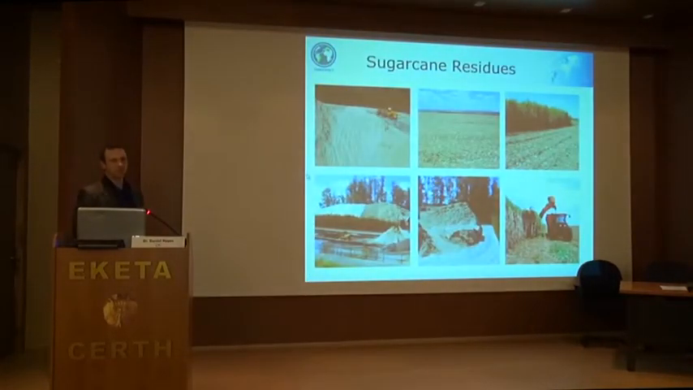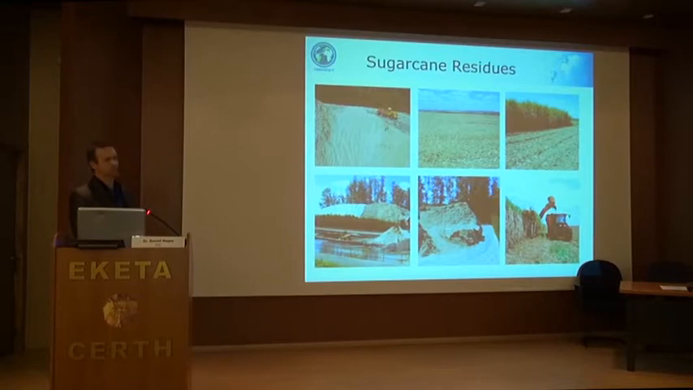Okay, we move on to sugarcane residues, which is the work of CTC. Here we have sugarcane being harvested. What that does is the stems are chopped and put into this trailer. The leaves and the tops of the plant are left on the floor. This is called sugarcane trash.